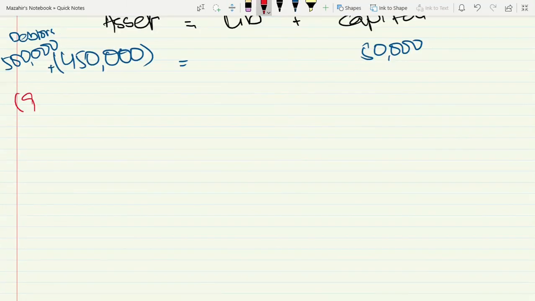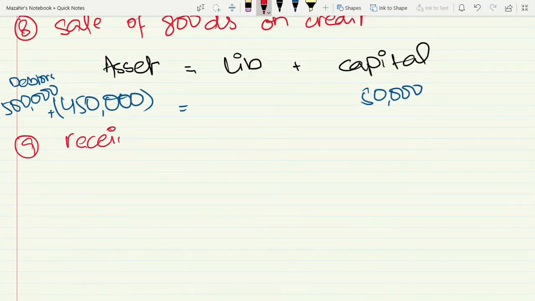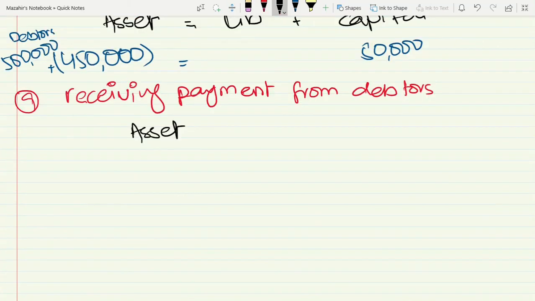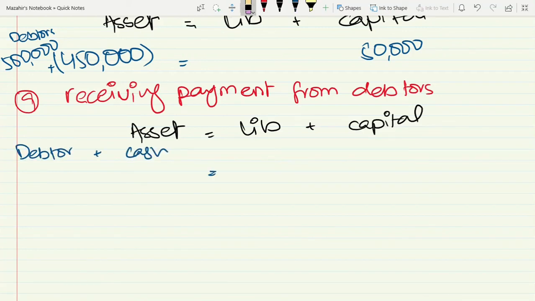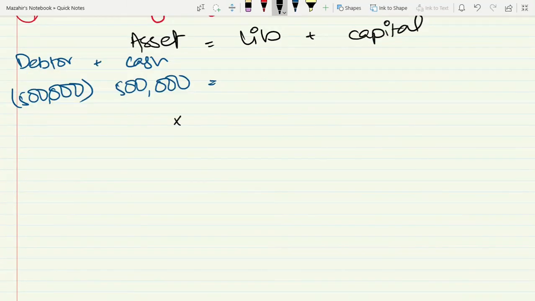Moving to the next type of transaction, that is receiving payment from debtors. We'll continue the example that Mr. A had some debtors and he received the payment in cash. So Mr. A received 500,000 in cash, which is an asset, so the cash part of the asset is increased, and debtors were our asset which are decreased by 500,000 because they are paid off. So once again the accounting equation is equal.